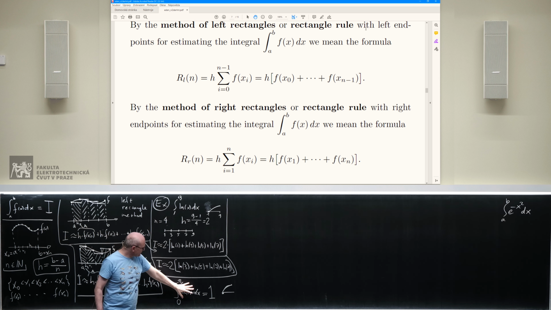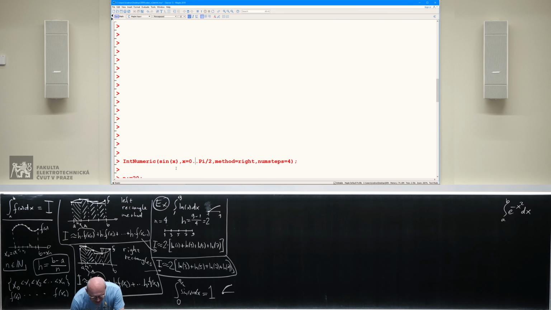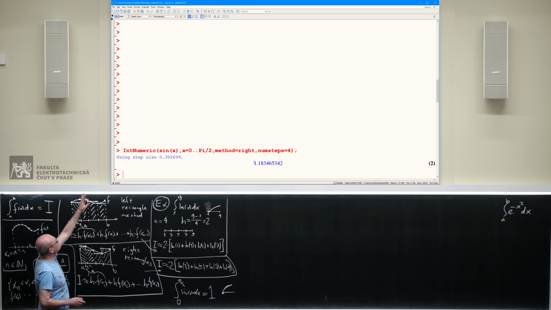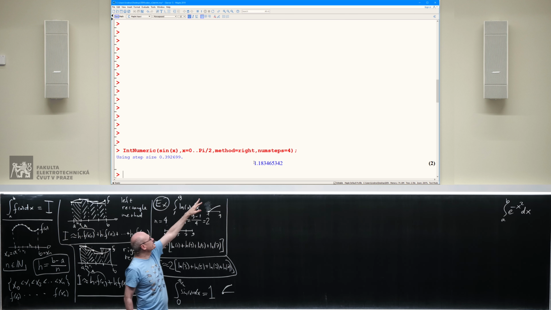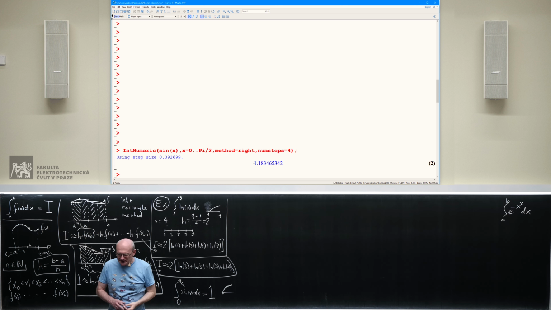So if I use this as an example in Maple, and we get some answer, for instance, a number like that, I will see immediately whether it's good or not. I can check on the error easily. So here I'm integrating sine between 0 and pi over 2. The method is right rectangles, and the number of steps is 4, just like we have in this picture. Bang. So the procedure tells us that we are using a step size of essentially 0.4. This is very useful information. We will get to it. And the outcome is 1.18. Now we know that the correct answer is 1, so it's not all that great. But, well, okay, that's life.